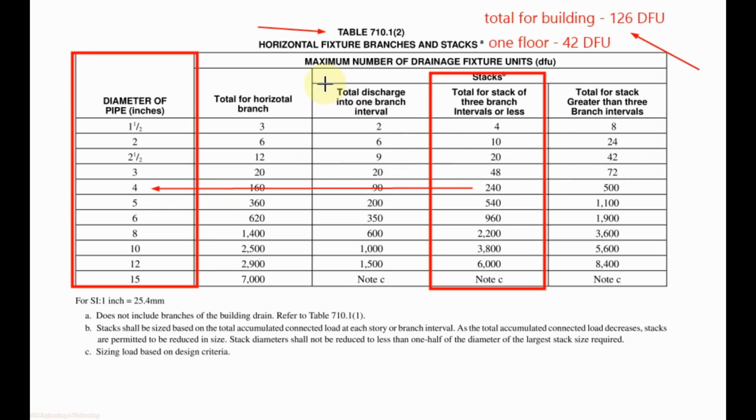Then we will check the total discharge into one branch interval. For 4-inch pipe size, the maximum drainage fixture unit value is 90 for discharge into one branch, and for us, for one floor, we have only 42 drainage fixture units, which is less than 90. So we will select the 4-inch pipe as the stack for this building.